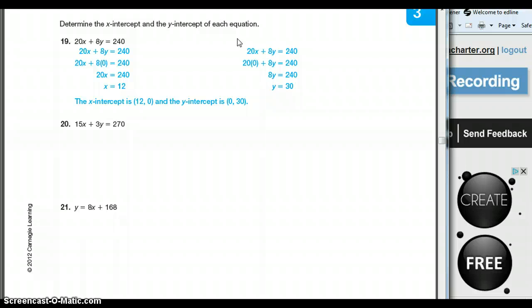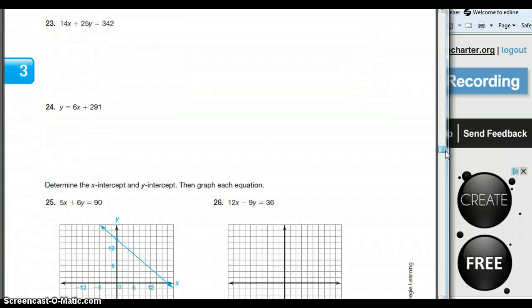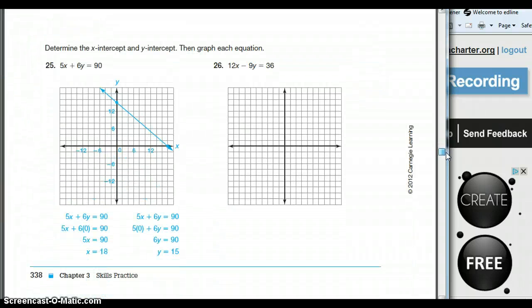And like yesterday's video, to find the x-intercept, we replace y with 0 and solve. To find the y-intercept, we replace x with 0 and solve. And then do not forget your sentence: the x-intercept is, and the y-intercept is. So you're going to do that for 20 and 21, 22, 23, 24. And then 25, you're going to graph. So you're going to find your x and y intercepts and then plot those.